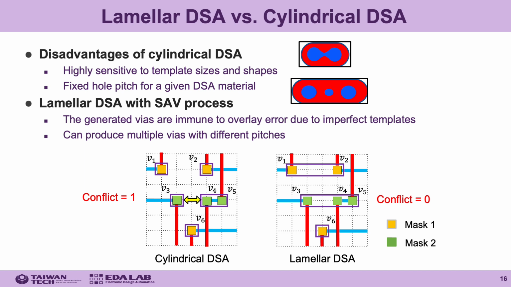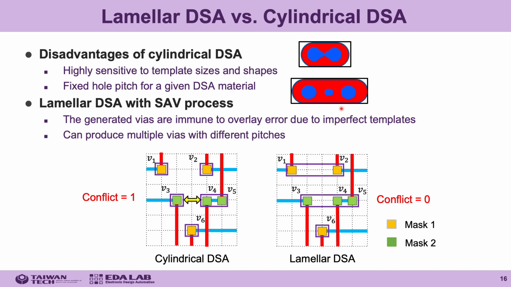Considering semiconductor manufacturing, cylindrical DSA suffers from some disadvantages. First, the via displacement error increases with the number of holes and the shape complexity of a template. Second, the multiple vias generated in a single template are evenly distributed, and so the spacing between each pair of vias in a template has to be identical.